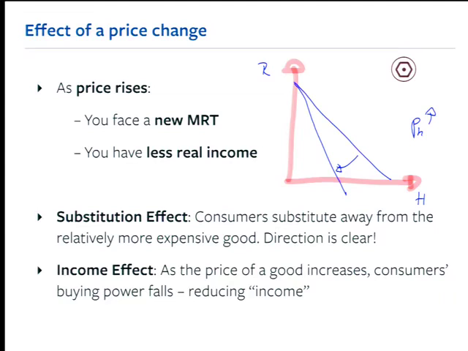So there's two things that happen. You face new relative prices, the exchange rate between the two goods changed, plus your real income is lower, right? So new marginal rate of transformation, less real income.